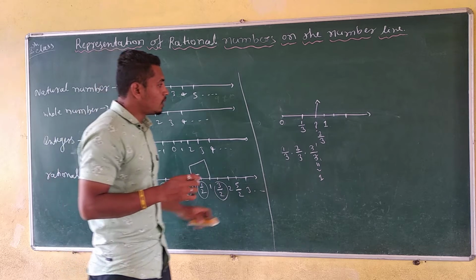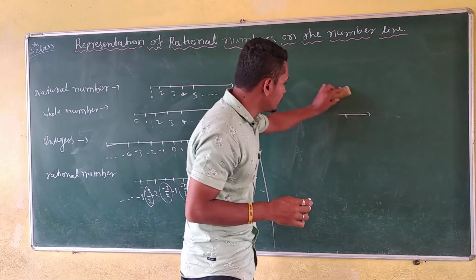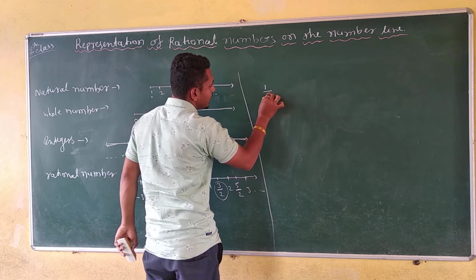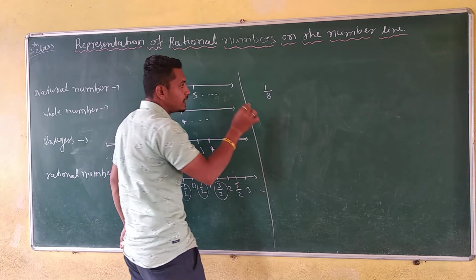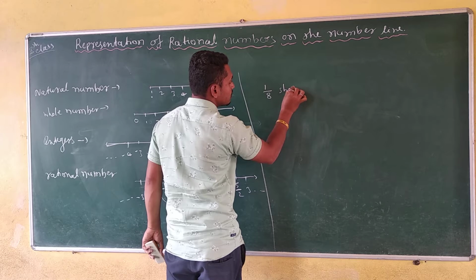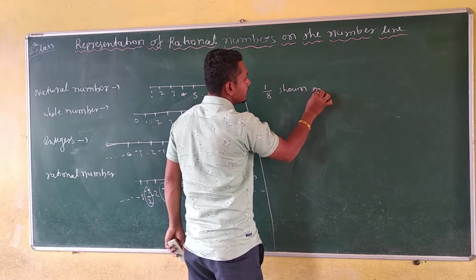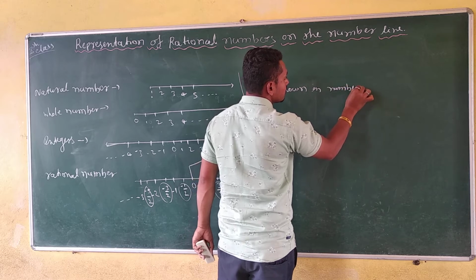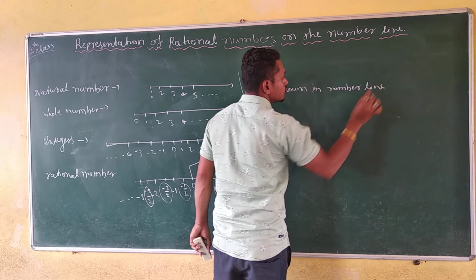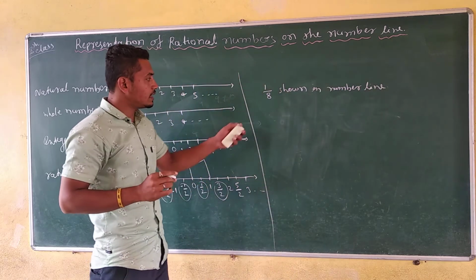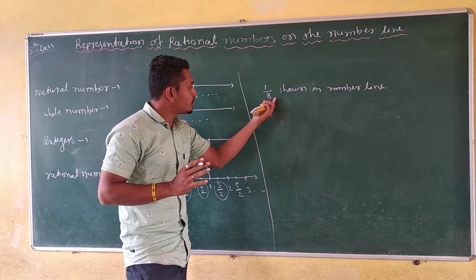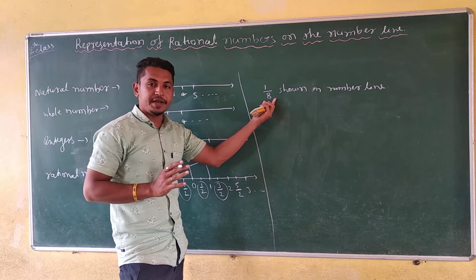Take one example. See here, 1 divided by 8 shown on the number line. So see here, first you have to confirm your denominator.